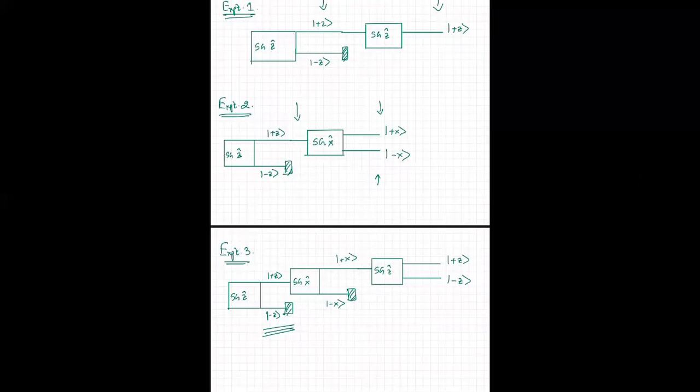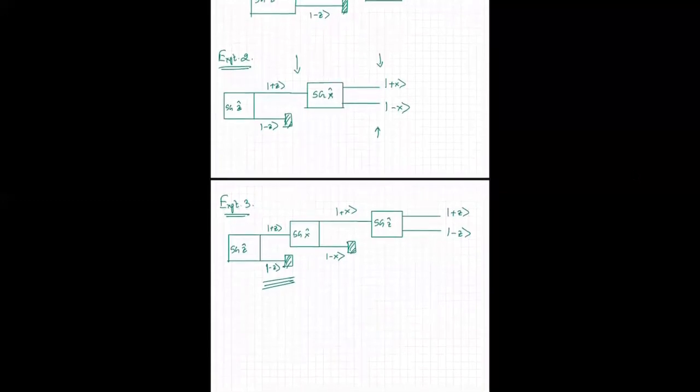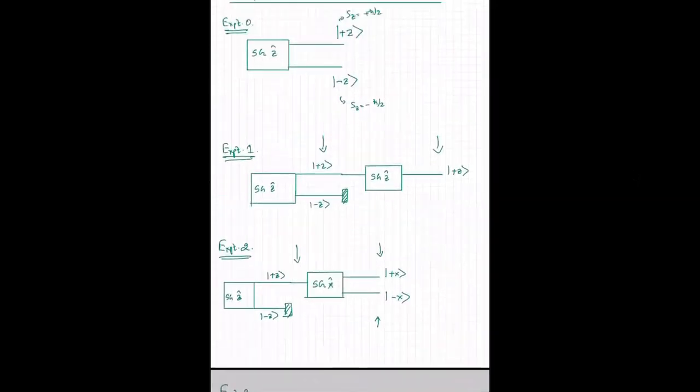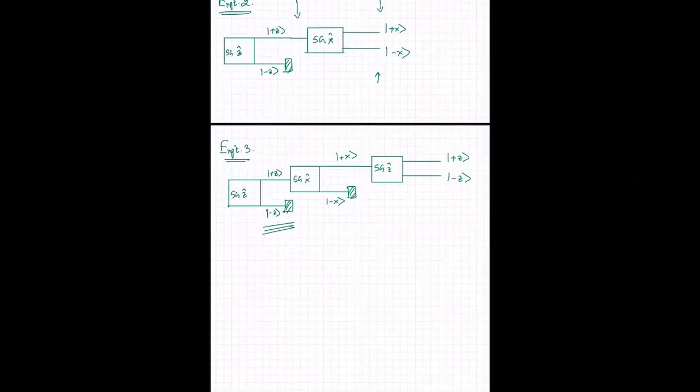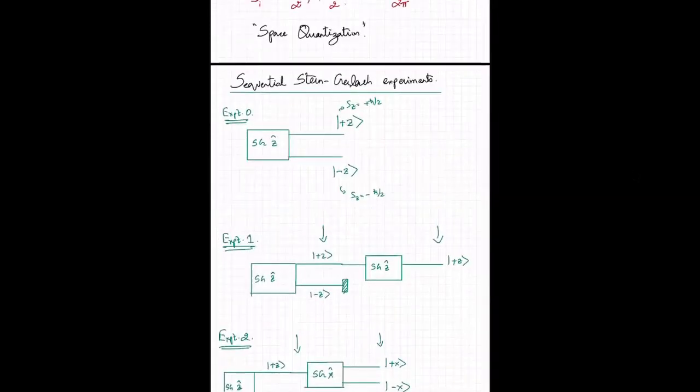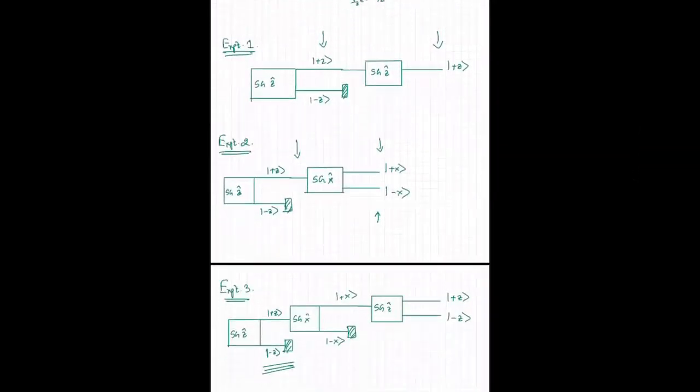This time, in the second experiment, the first splits the beam according to the SZ value, and the second experiment splits the beam along the X value, not along the Z value. Now, if you compare experiment number 0 and experiment number 3, if none of the intermediate things were there, and you simply look at the very last stage of feeding some beam into SG in the Z direction, you get plus Z and minus Z, which is exactly what experiment number 0 also tells you.